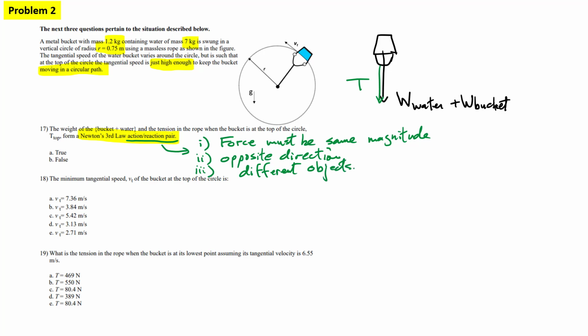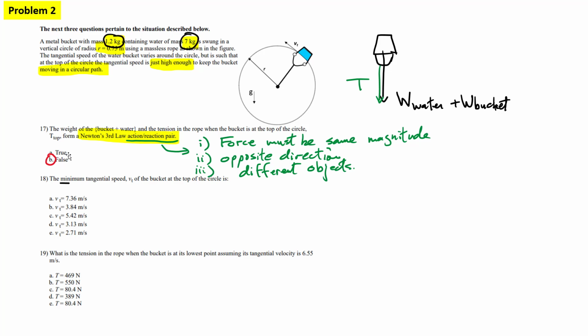These forces are both acting on the water and the bucket, so this here must be false. These do not form an action-reaction pair. The next problem says the minimum tangential speed of the bucket at the top of the circle.